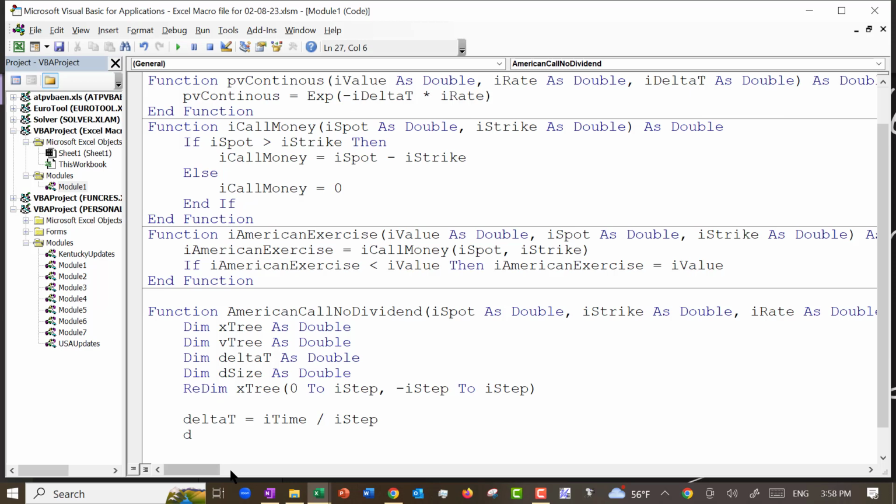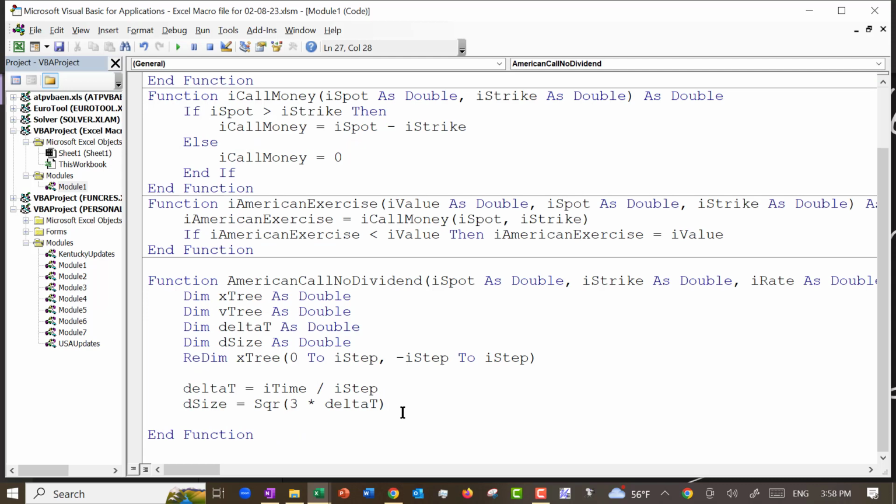I know ideally I should write comments on this, but in the interest of time, I'm just speaking those comments. Remember, the SQR function does not do squaring in VBA. It actually does square root. 3 times delta t. So I got all of those. Now I can calculate.